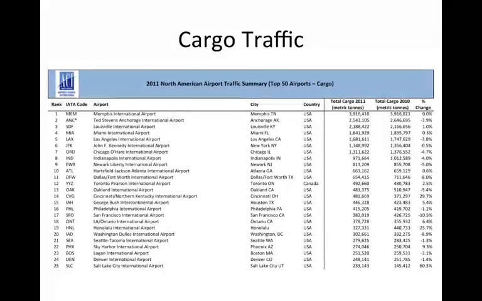Here's cargo traffic. If you're wondering why Memphis, of all places, leads by a substantial amount in terms of the amount of cargo that moves through their airport, I'm pretty sure that's where FedEx is. That explains why Memphis is so high on the list here, higher than places you might expect like LA, New York and Chicago.